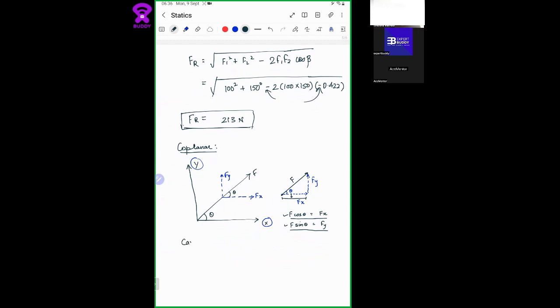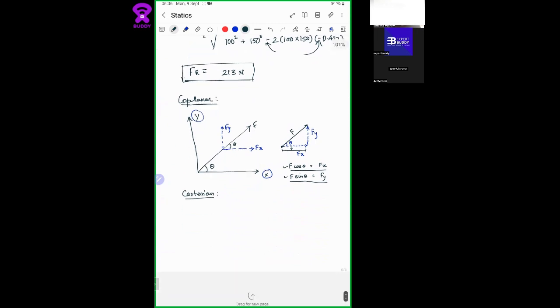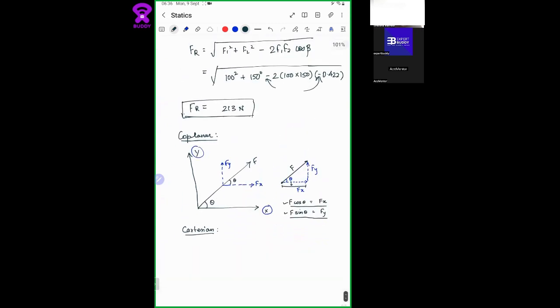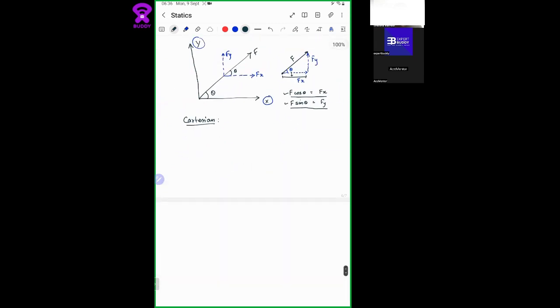You call it the Cartesian coordinate. Sometimes the problem is given in Cartesian coordinates, like i, j, k. It's just for expression purposes. You don't need to have confusion.